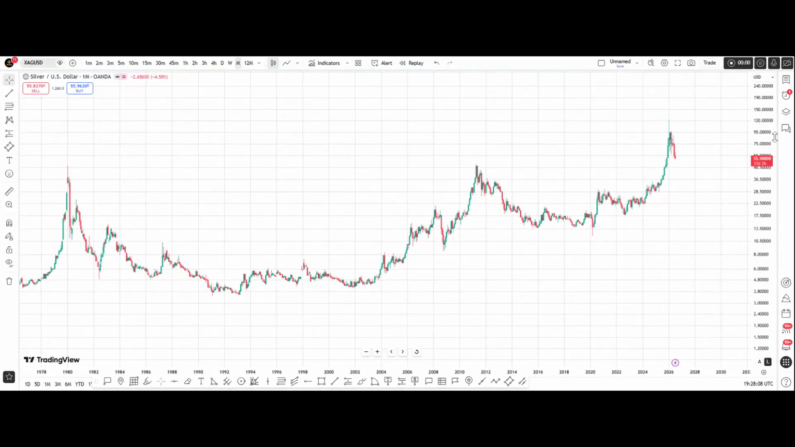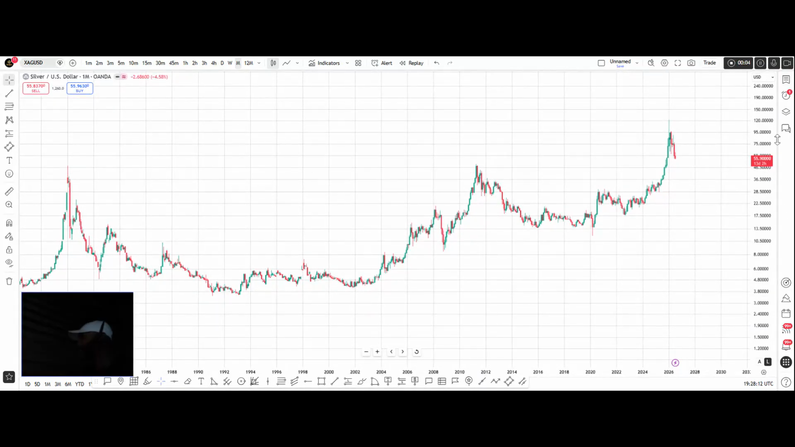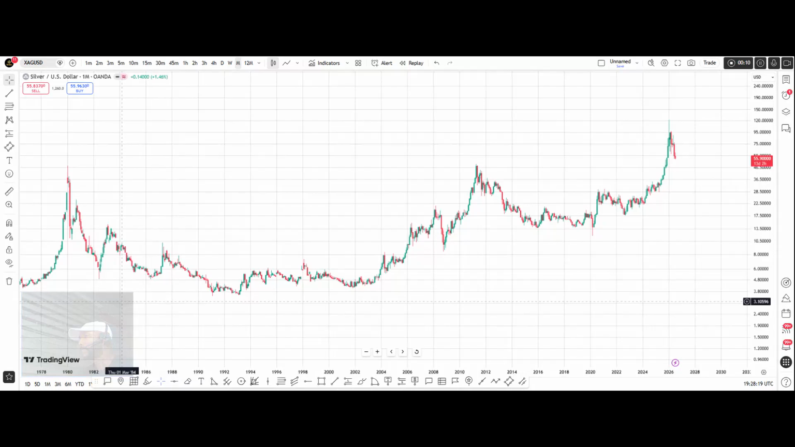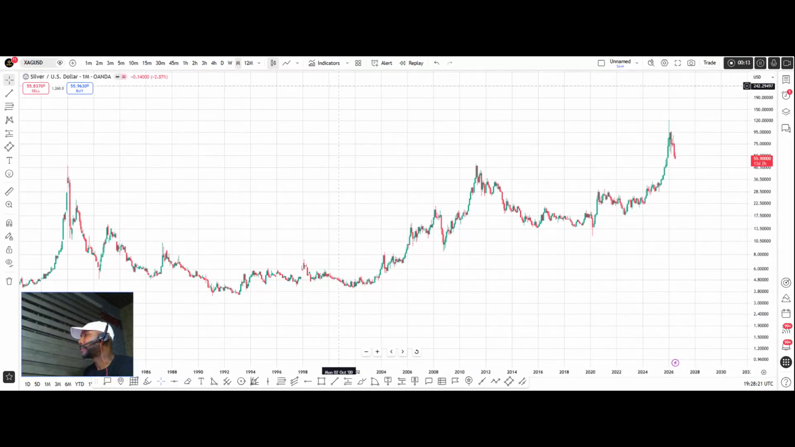Structure of silver on monthly time frame. Let me show my face. For a long time I've not shown my face, so let's see how it goes. On a monthly time frame, I want to see the structure of silver.